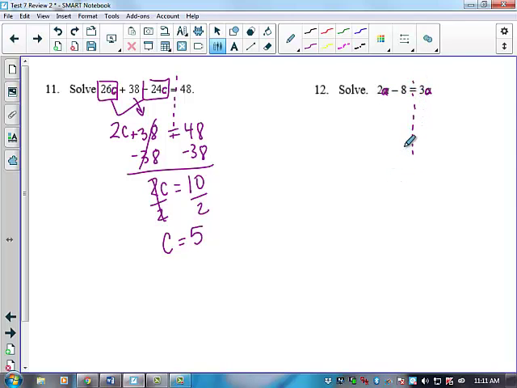So on this one, I need A all on the same side before I can solve for it. And since A is almost by itself here, I'm going to move this one over. So I'm going to say minus 2A. What I do to one side, I've got to do to the other. I get a negative 8. 3A minus 2A is equal to just A. And now that's my final answer. A is equal to negative 8.